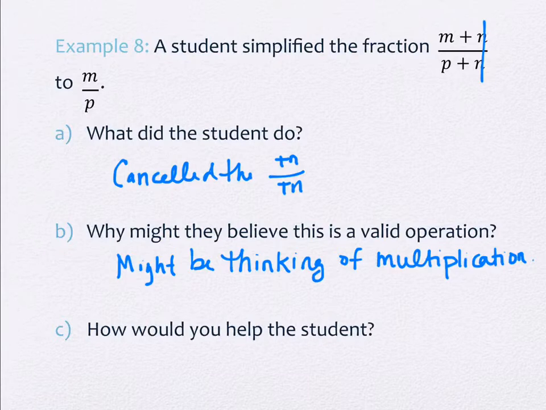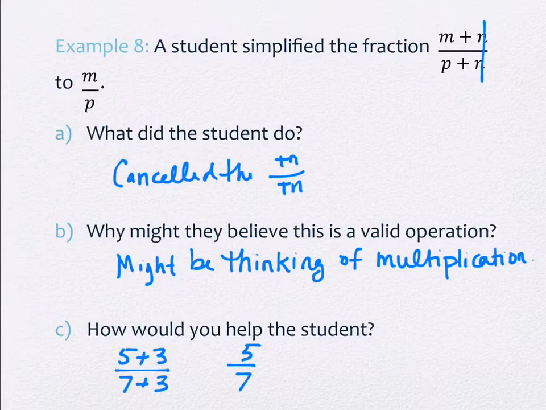So what would you then do to help the student? How can you show them that this isn't going to work, maybe? An example. Do you want to create one for me, Haley? 5 plus 3 and then 7 plus. So we could create an example where we have something added to the top and the bottom. If the student did have the ability to do this sort of canceling out, they would end up with 5 over 7. If their process worked, the answer should be 5 over 7. However, what is this answer supposed to actually be? It's 8 over 10, which also reduces to 4 over 5.